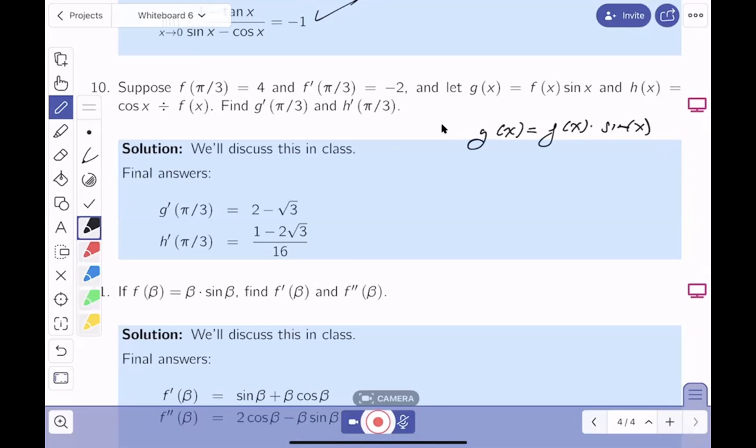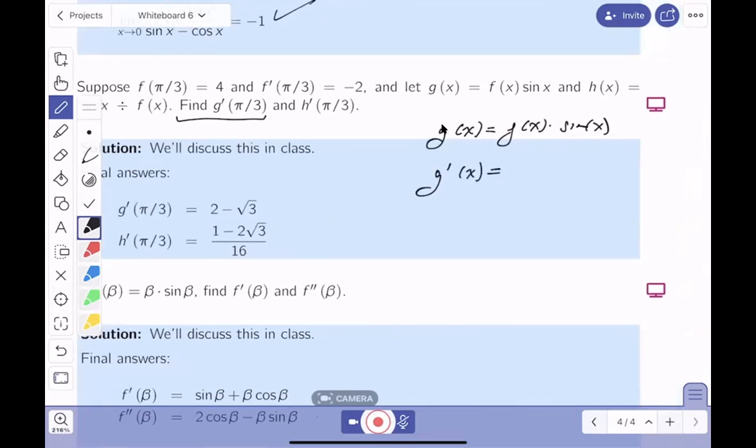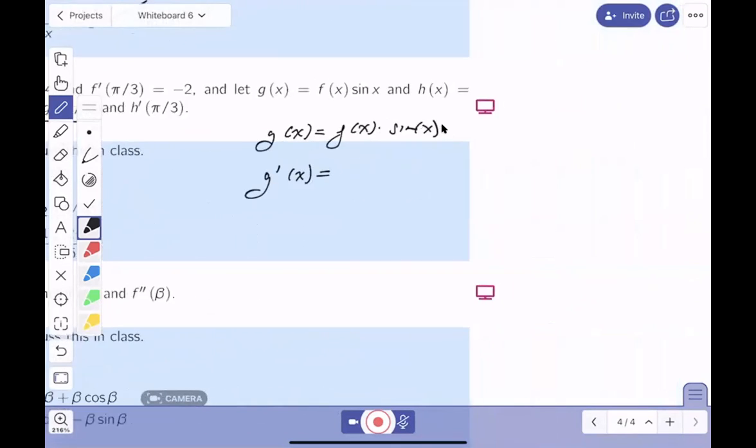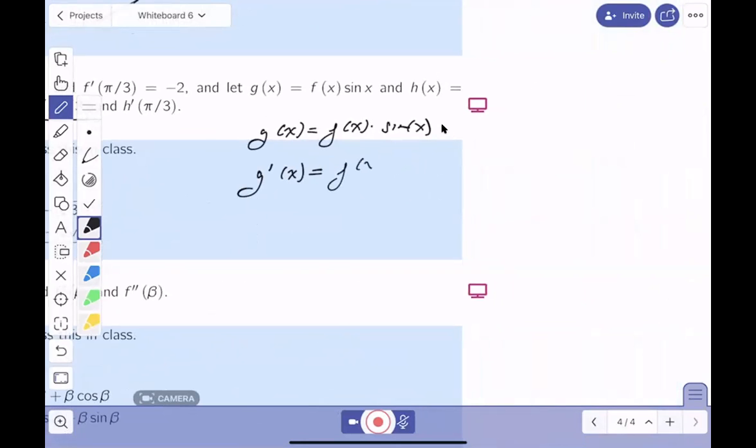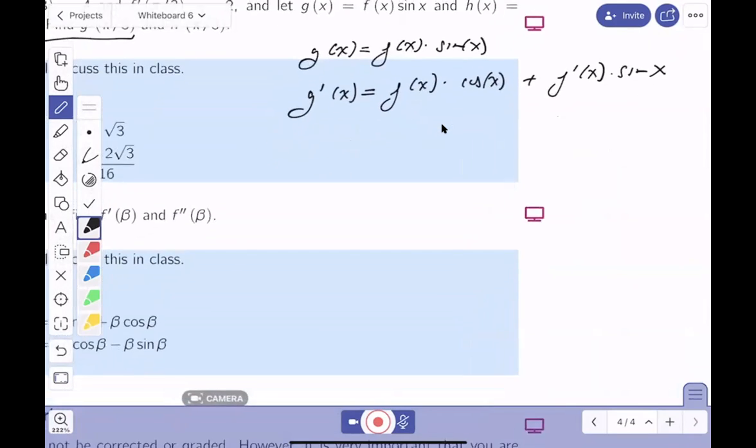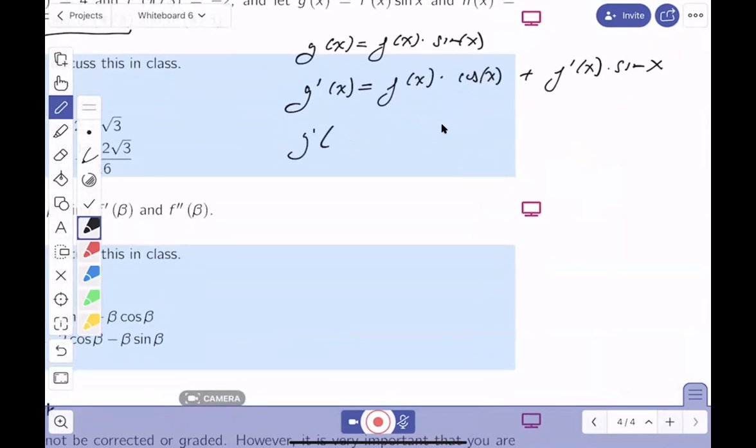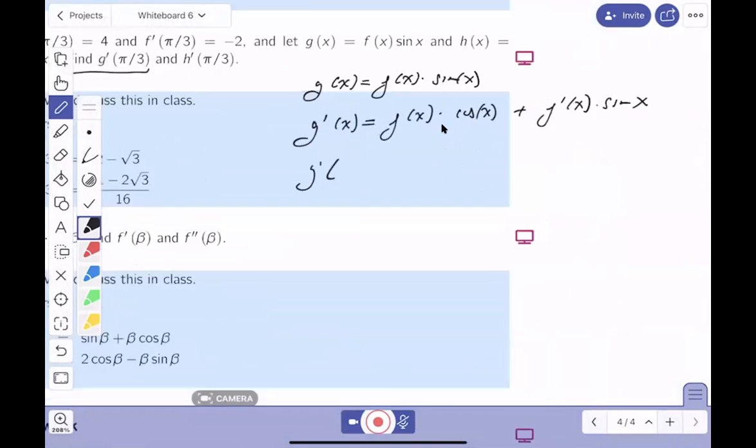Well, what they're asking for is they're asking for this. Well, I'm going to write this down first. I'm going to write down g prime first. That's g. How do I do that? I guess we do f of x, right? Times the derivative of sine, which is cosine, plus the derivative of f, which is f prime, times sine x. And they want to know what g prime is. Let me make sure that pi over 3, right?